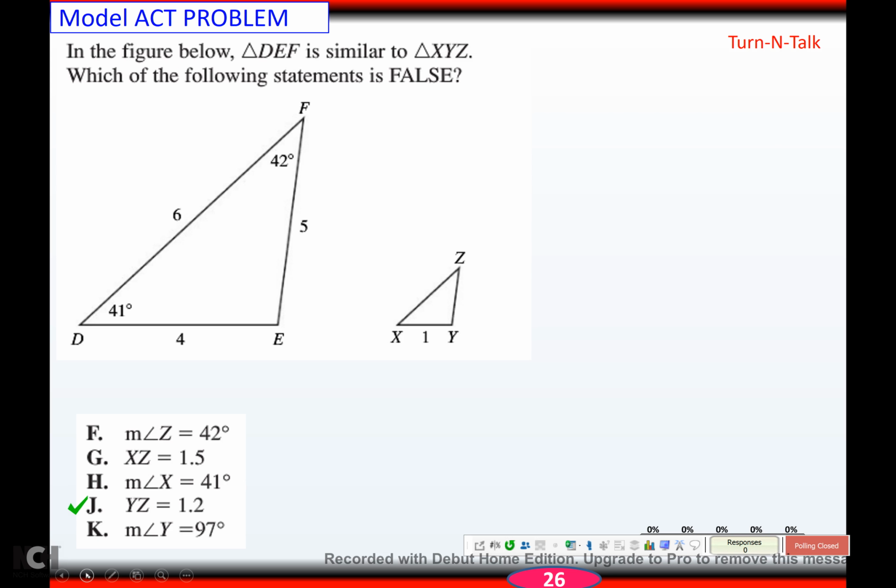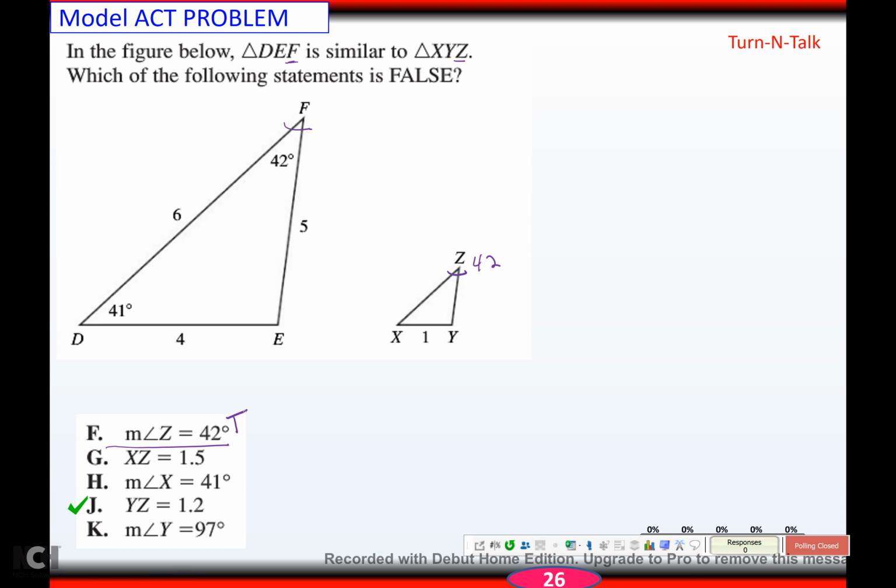And hopefully you got J. In the figure below, DEF is similar to XYZ. Which of the following statements is false? It says the measure of angle Z is 42 degrees. Well, since F corresponds to Z, that's true.